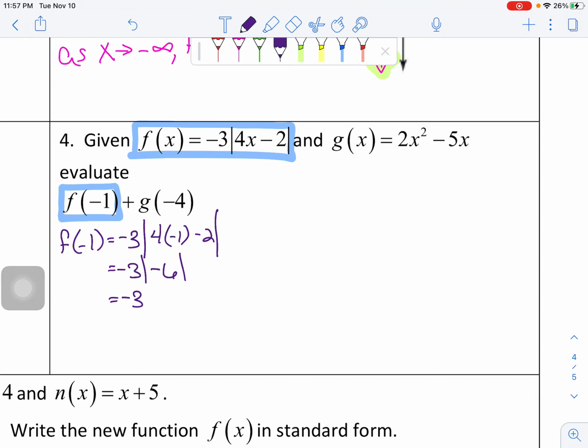However, the absolute value of negative 6 is just positive 6. And so I want to turn this into just a multiplication problem. So that's going to be negative 18. Now I'm going to forget about f of negative 1 here for a minute.